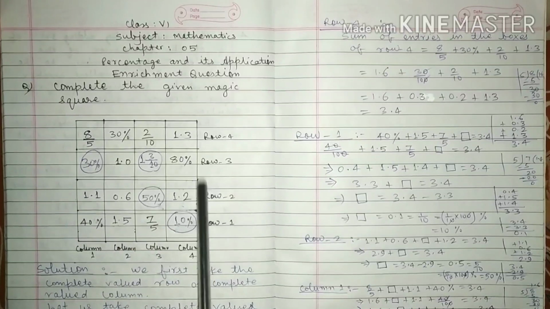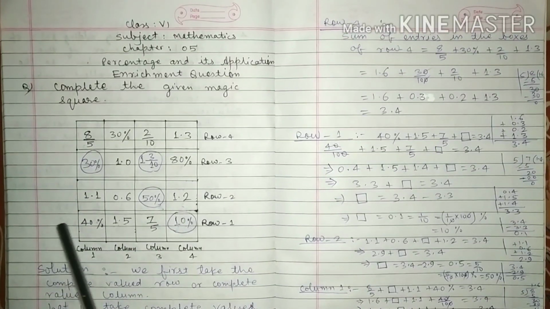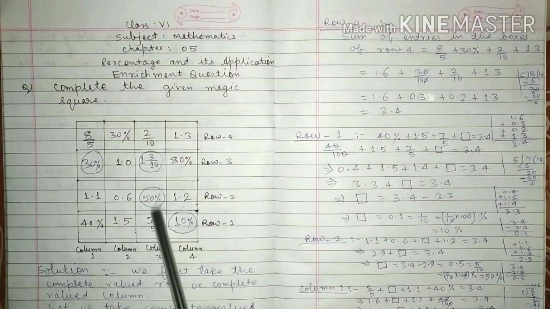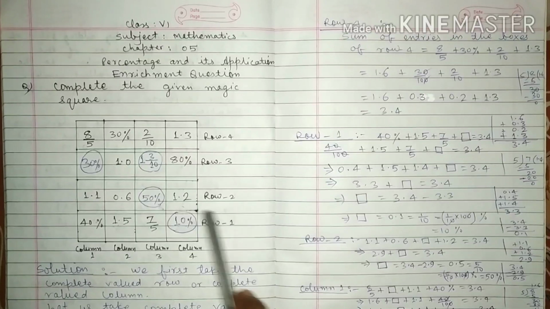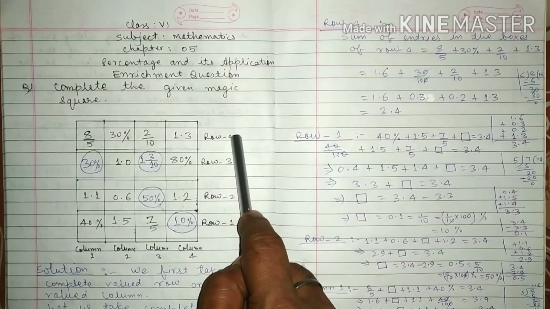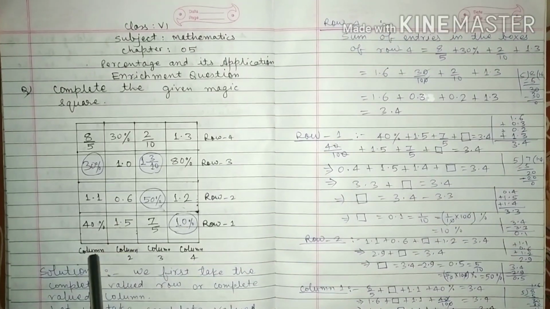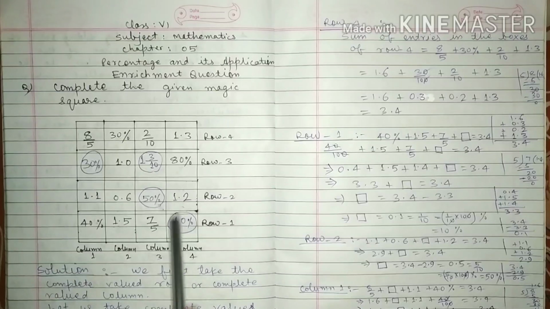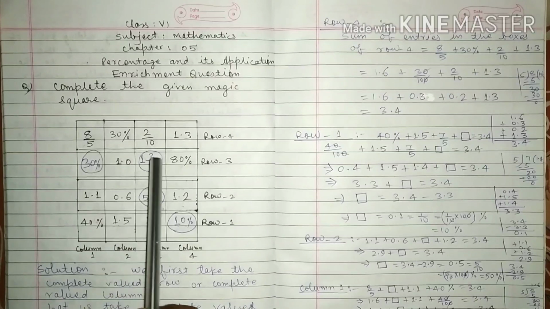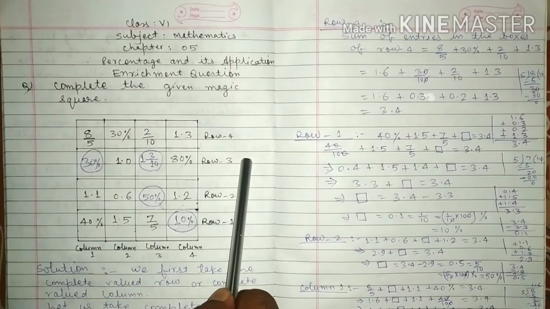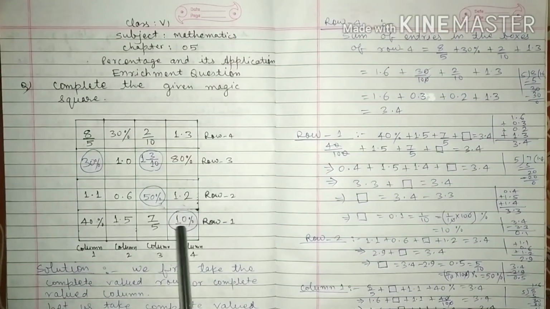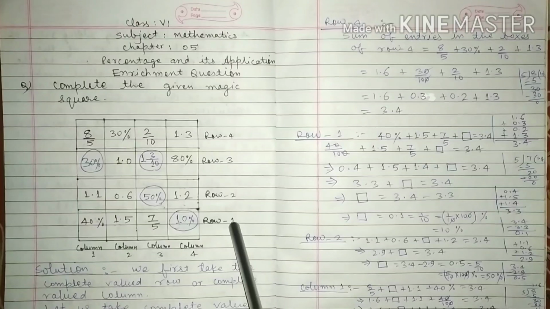This is a magic square. We know that horizontal lines are known as rows and vertical lines are known as columns. So we consider this as row 1, this as row 2, this as row 3 and this as row 4. Similarly, vertically we consider this as column 1, column 2, column 3, column 4. Here we see the first box and third box of row 3 are unknown. Similarly, the third box of row 2 and the fourth box of row 1 are unknown.